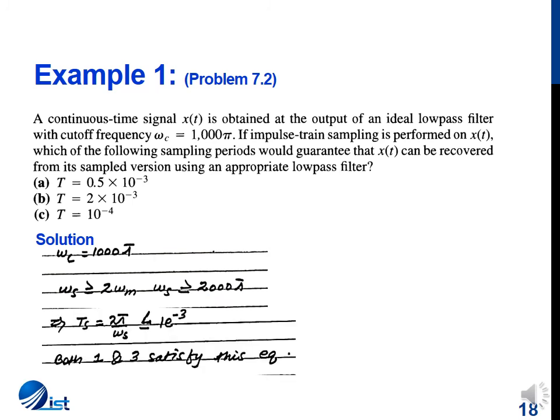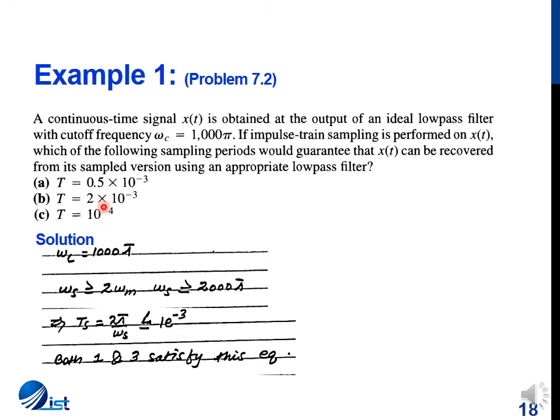So if the sampling frequency is greater than 2000 pi, then the sampling time should be less than 1 into 10 to the power minus 3. Why should it be less than this? Because we know that time and frequency have an inverse relationship. So as the sampling frequency increases, the sampling time decreases. If, however, the sampling time increases, the sampling frequency decreases. So the sampling time should be less than 1 into 10 to the power minus 3 for us to be sure that the signal is reconstructed properly.